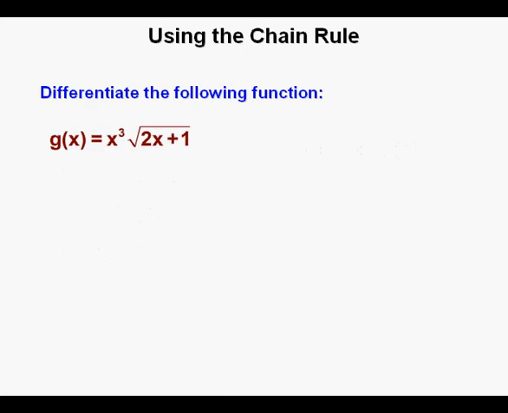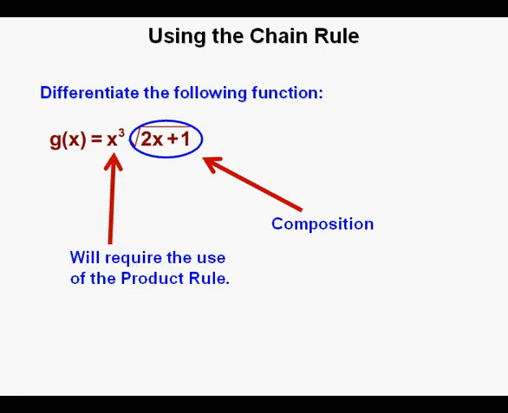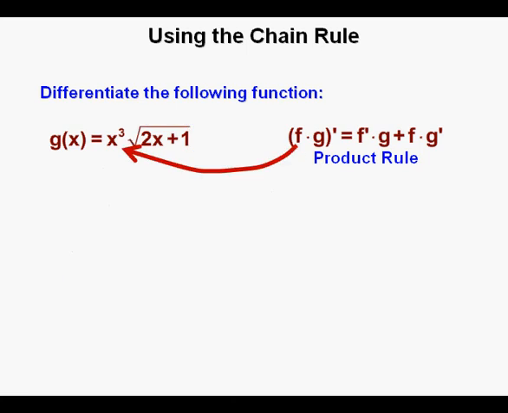Let's look at this problem. This one will ratchet up the complexity a little. We have g of x equals x cubed times the square root of quantity 2x plus 1. The square root of quantity 2x plus 1 is really a composition of functions. But this x cubed out front will require us to use in conjunction the product rule. And here's the product rule: fg prime equals f prime g plus fg prime. In employing the product rule, we'll have x cubed be the f, and we'll have the square root of quantity 2x plus 1 be the g.